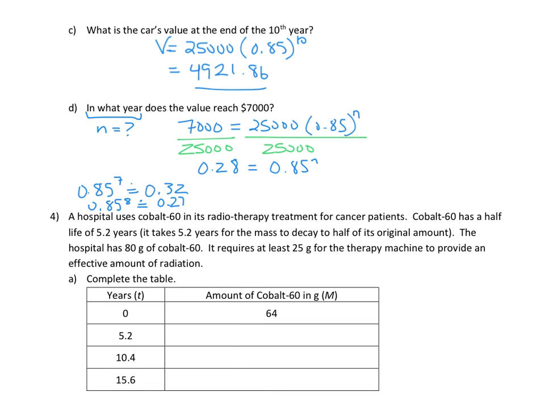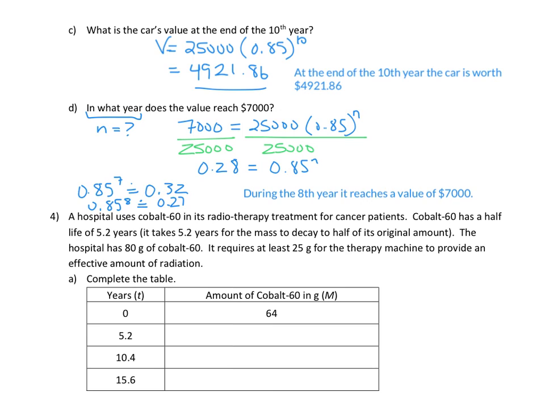So I've checked N being 7 and N being 8, and 0.28 is somewhere between those two things. So by the end of the 8th year, it has fallen to less than 7,000. Sometime during the 8th year, it reaches the value of $7,000. And of course, I can finish up these word problems with some final statements at the end.